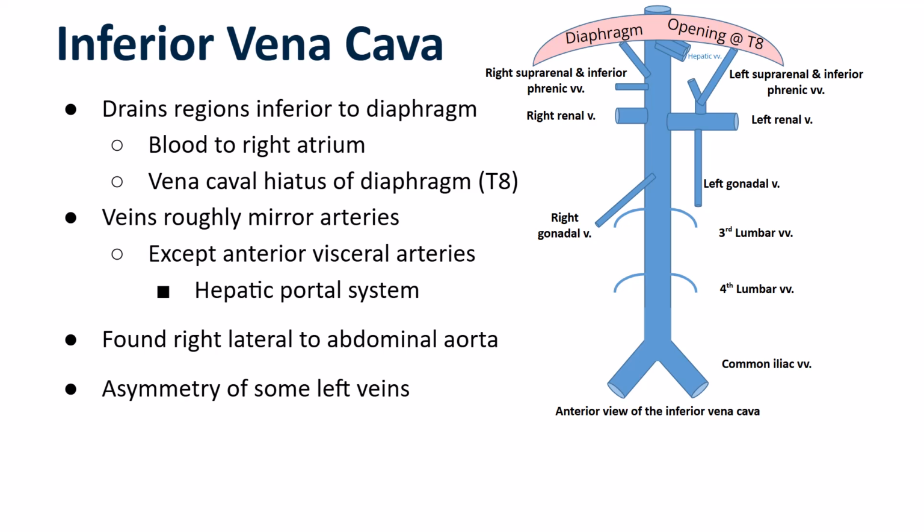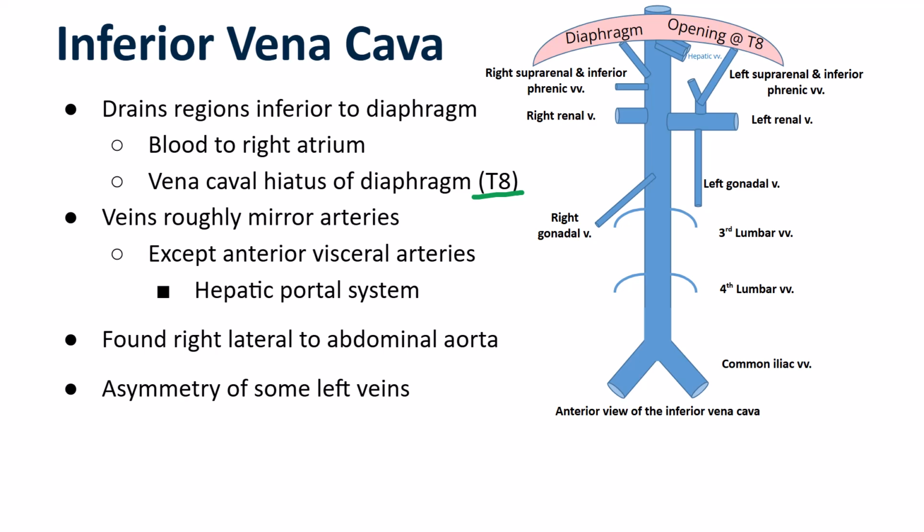In ascending to the heart, the vena cava travels through the diaphragm through an opening called the vena caval hiatus. And this is at the approximate vertebral level of T8. So the three hiatuses for the diaphragm are the caval, which is the highest at T8, the esophageal, which is at T10, and the aortic, which is at T12.